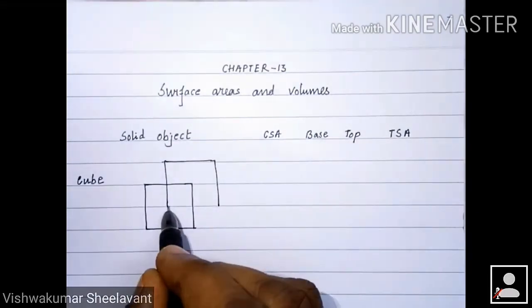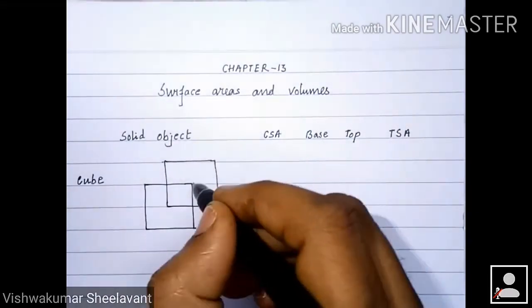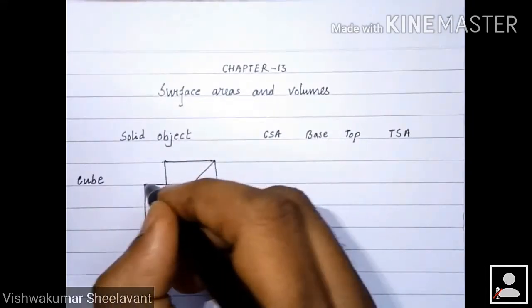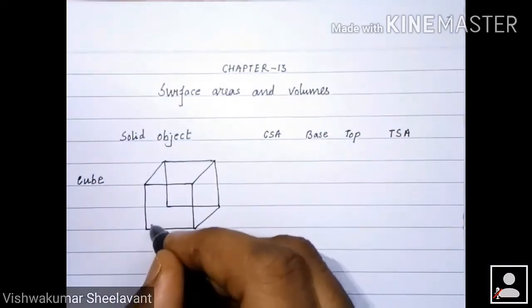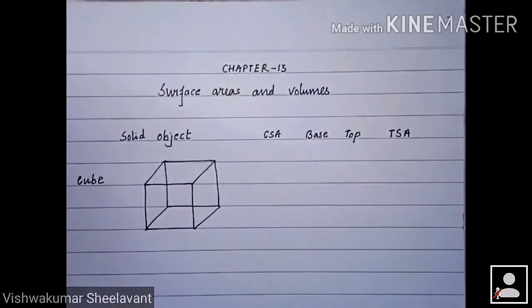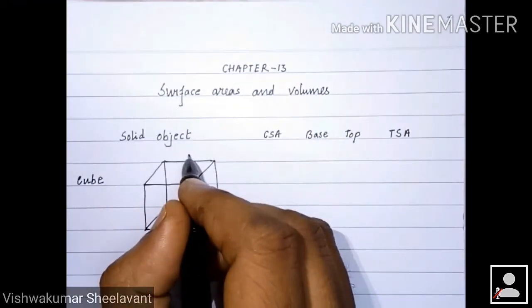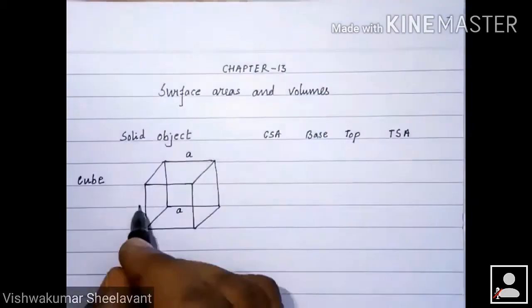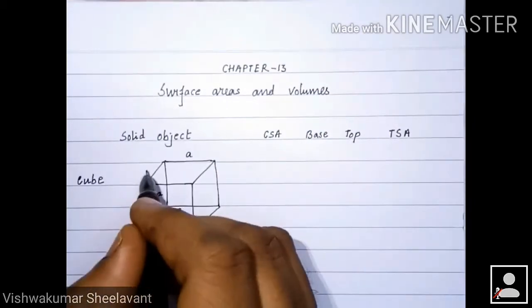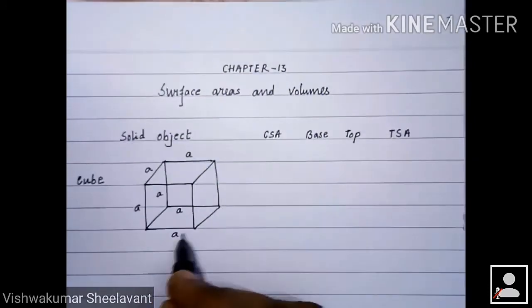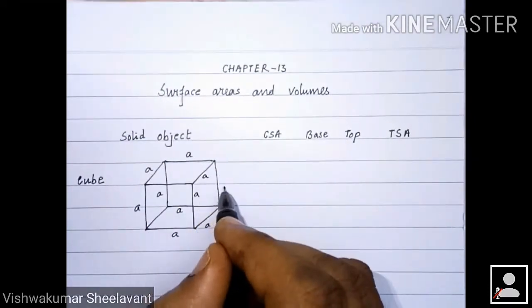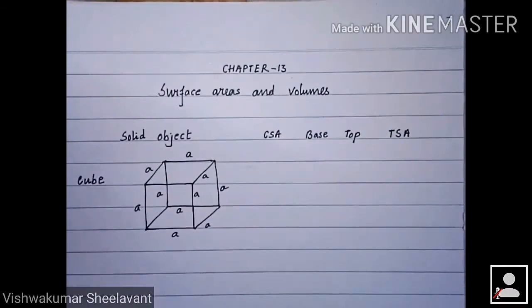The edge length of a cube will be equal. All the edge lengths will be equal for a cube. Let us say those edge lengths are a units.